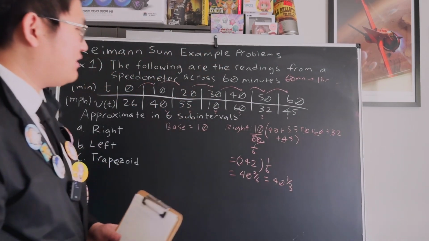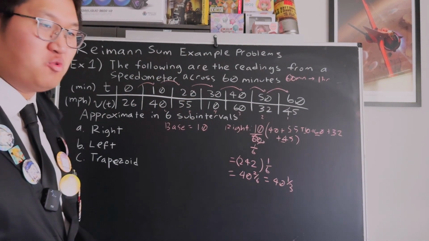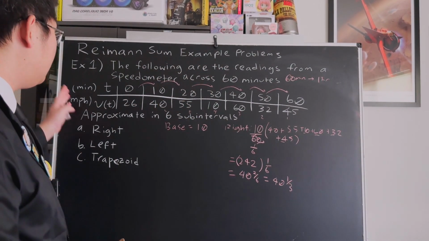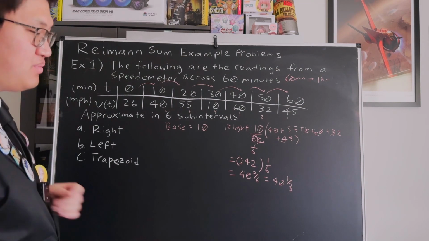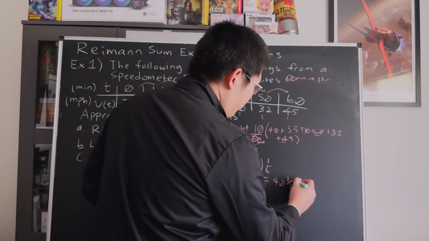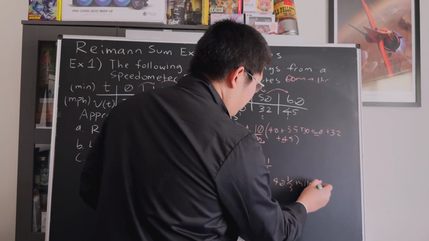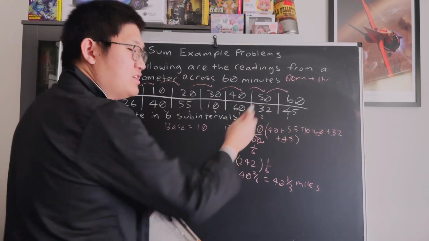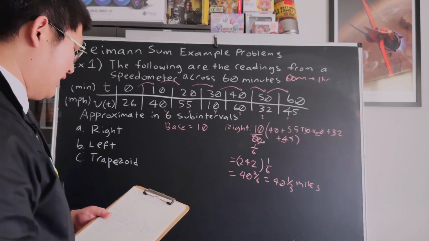And remember that the units do matter, given that this is the kind of word problem that would ask for them. We multiply the hours by the miles per hour that we dealt with. So that's 40 and 1/3 miles traveled across our estimation for those 60 minutes.